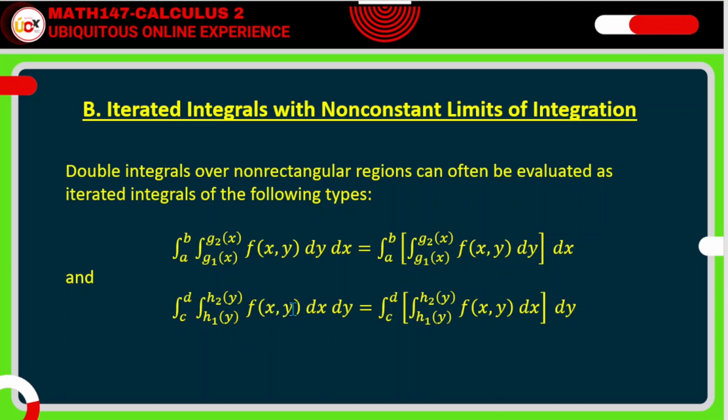So to evaluate the double integral of this function with this order, we have to evaluate the integral of this function f of xy with respect to x, where x is from h sub 1 of y to h sub 2 of y. And then after that, we will evaluate the resulting function with respect to y, where y is from c to d. Okay, so that's the difference between the iterated integrals with constant limits of integration and iterated integrals with non-constant limits of integration.